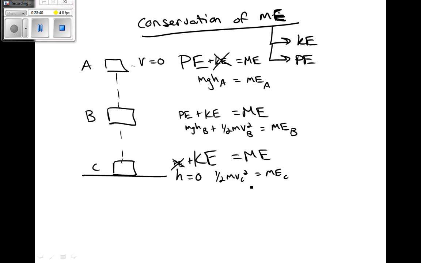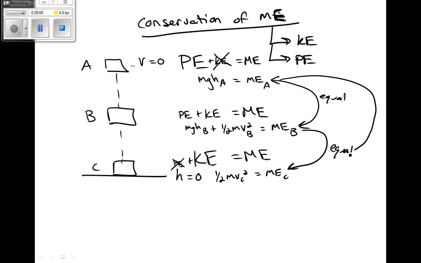Now, if you look at the very top line, I said this is all about conservation of energy. So if we conserve something, what does that mean? We don't lose any of it. We're going to keep it. So the mechanical energy at A is what to the mechanical energy at B? Equal. How does B compare to C? Equal. How does A compare to C? They're equal.